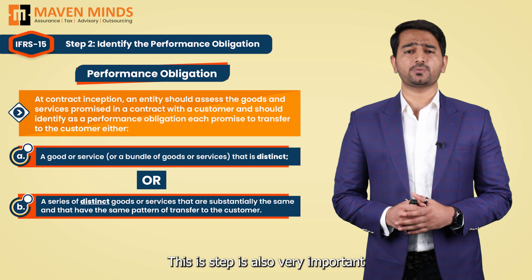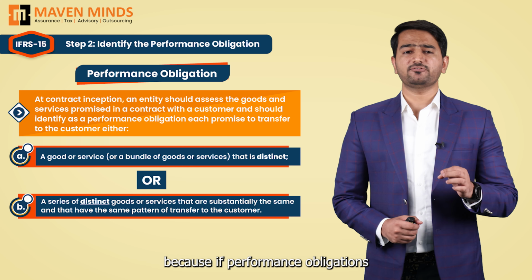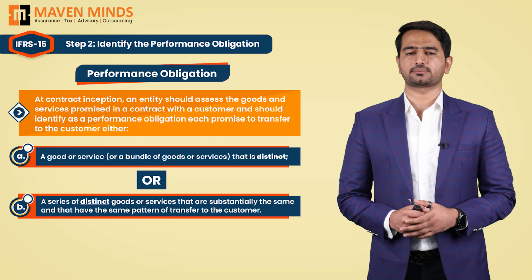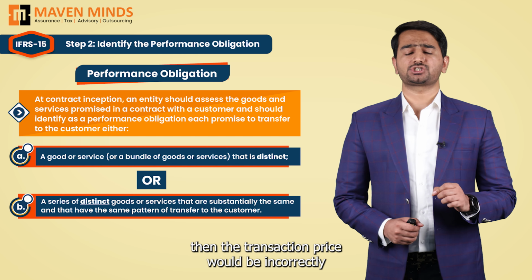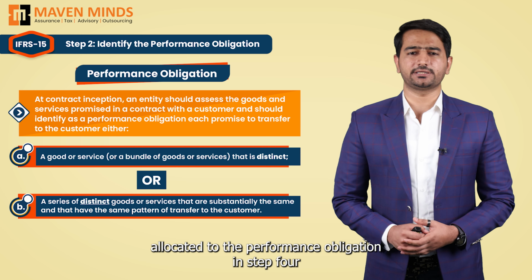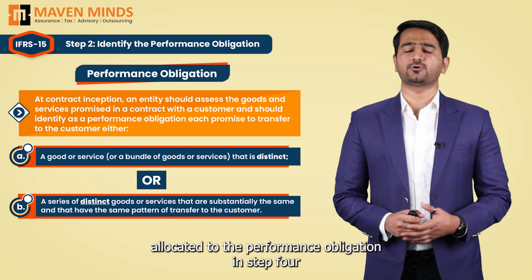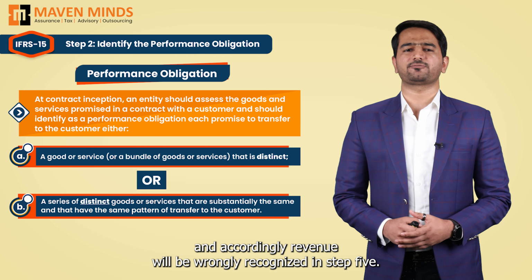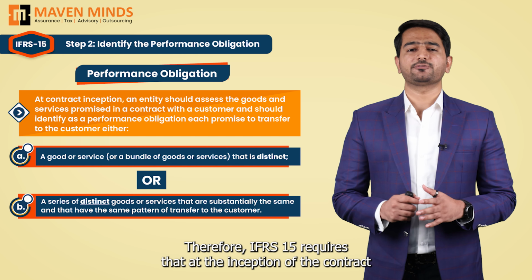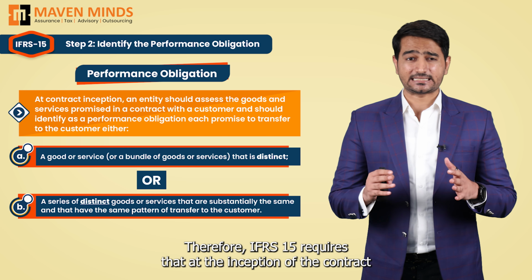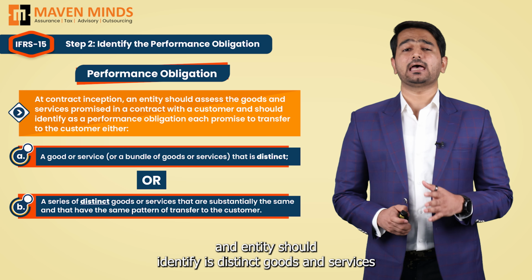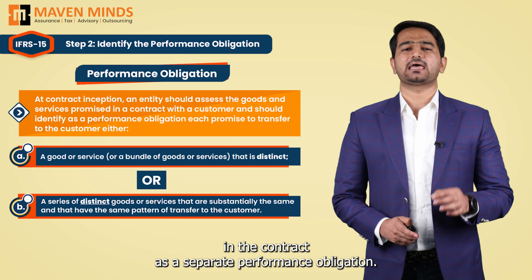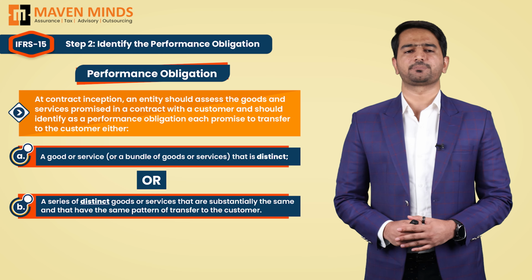This step is also very important because if performance obligations are not correctly identified in the contract, then the transaction price would be incorrectly allocated to the performance obligation in step 4, and accordingly revenue will be wrongly recognized in step 5. Therefore, IFRS 15 requires that at the inception of the contract, an entity should identify each distinct goods and service in the contract as a separate performance obligation.